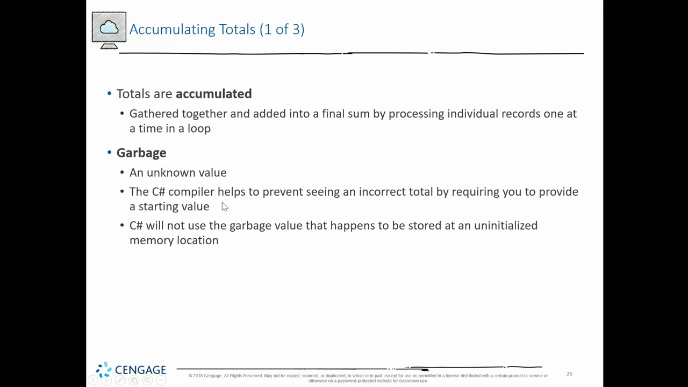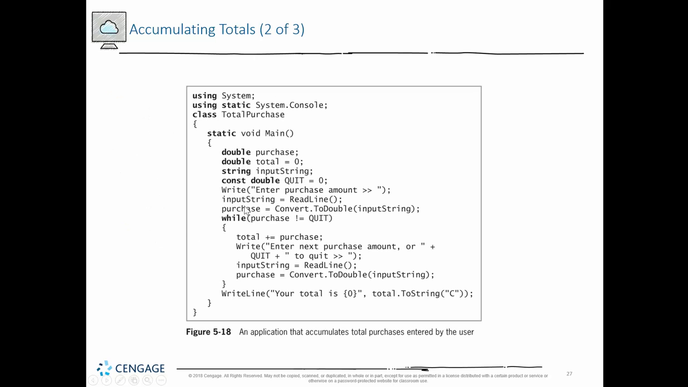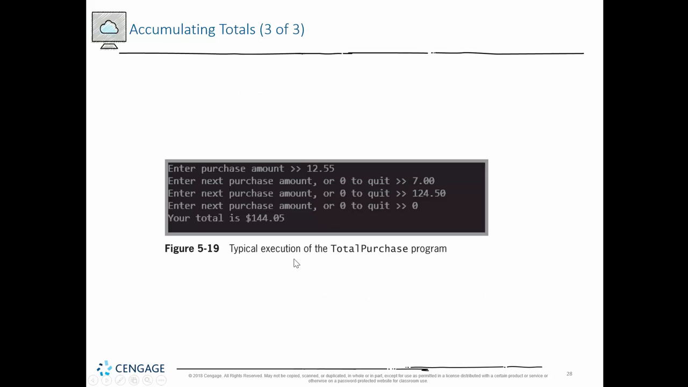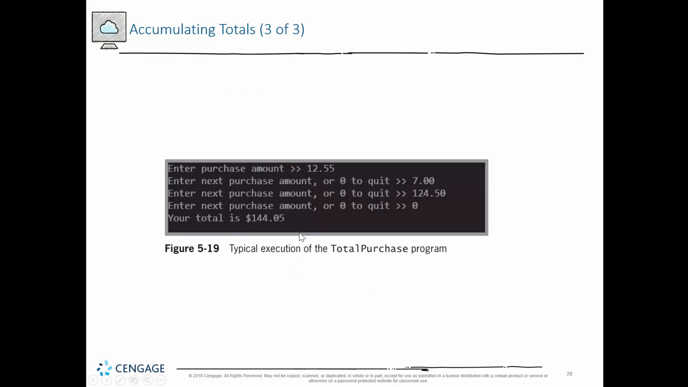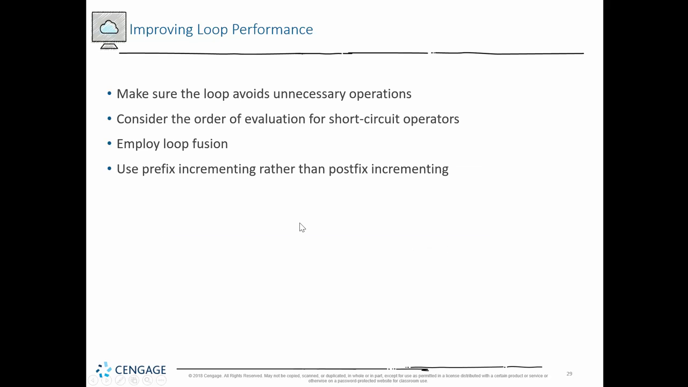A garbage value is an unknown value. Okay? Let's see if we have an example here of a garbage value. Well, we've got total right there, that we are using. We're using that 0 right there. All right, this is a quit value, so if you put in 0 for a purchase, you're done. Not sure exactly why they're doing that.